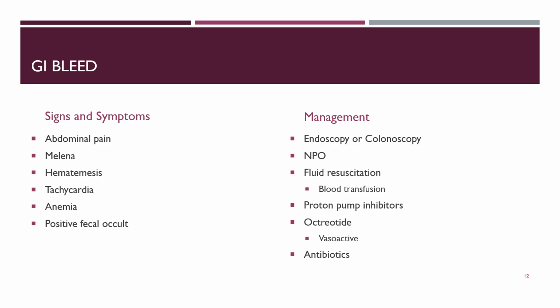Management: scope them, see where the bleeding is. Sometimes they can go in and clip where the bleed is, and that clipping is just going to kind of tourniquet it off so it stops. These patients again need to be NPO because we don't want to make any of that bleeding worse. Fluid resuscitation if they are hypovolemic, so blood transfusion as well as our isotonic solutions. Proton pump inhibitors, they're going to be on protonix, going to be on octreotide, and then antibiotics, especially if they're positive for H. pylori. They need a PPI and then 2 antibiotics to treat that.